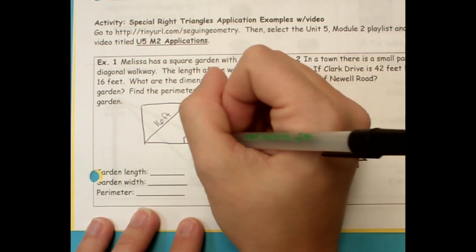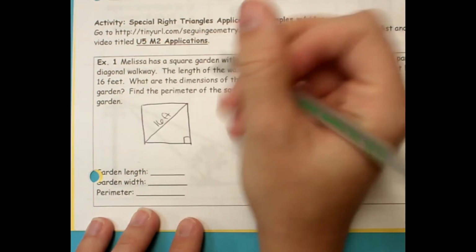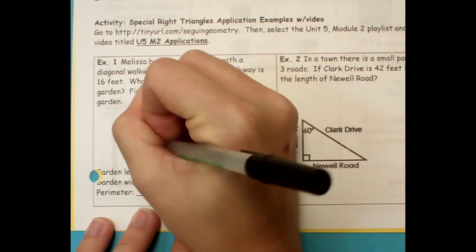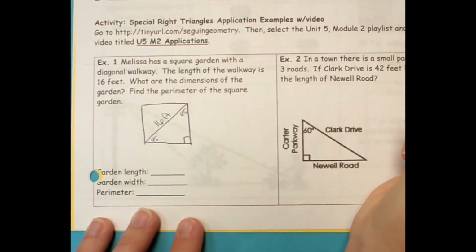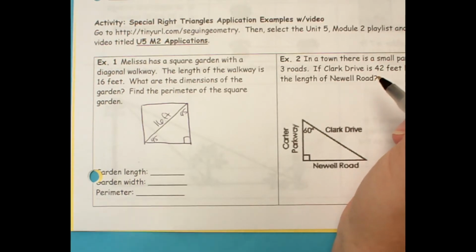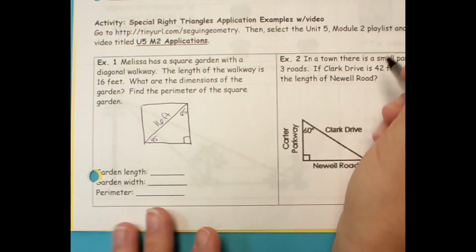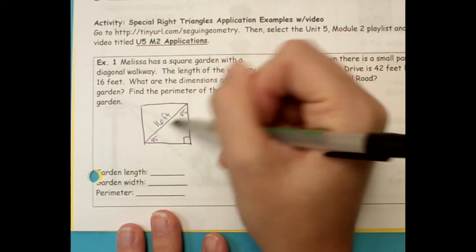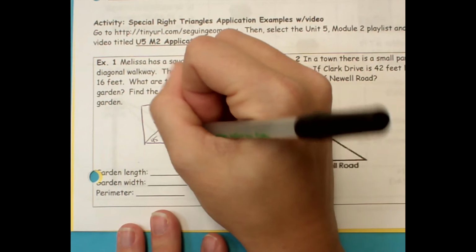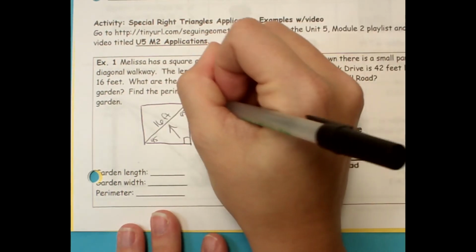Well, what we have to know is, if it's a 90-degree angle and that's a diagonal walkway, that makes each of these angles right here 45 degrees. So now we have a 45, 45, 90 triangle, just like what we've been working on. So we have to remember our rules. If we know the diagonal, or the hypotenuse, then we can find our x.